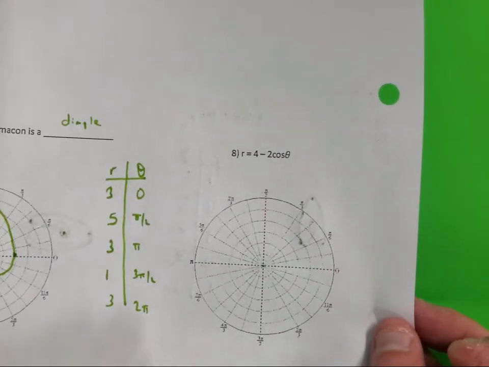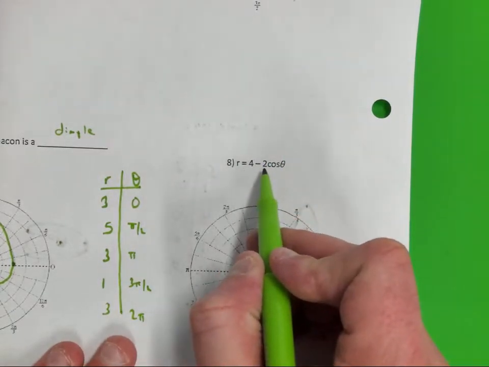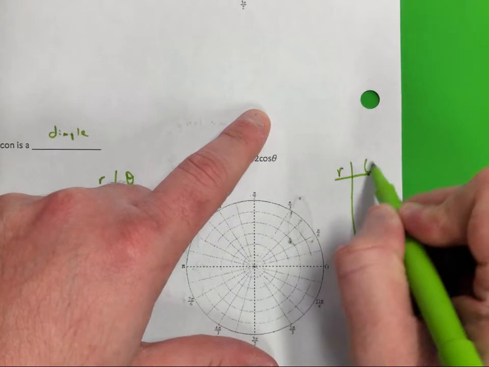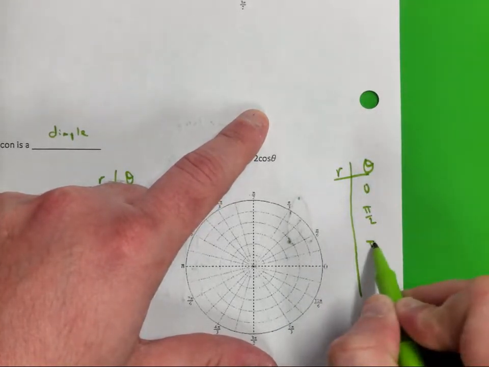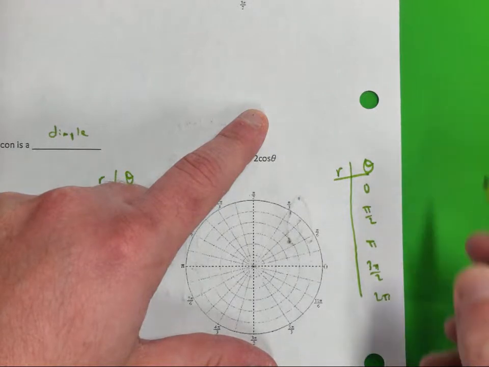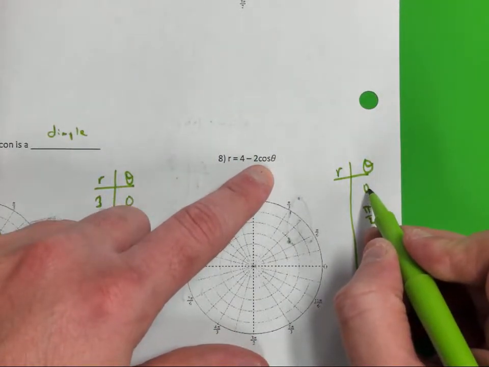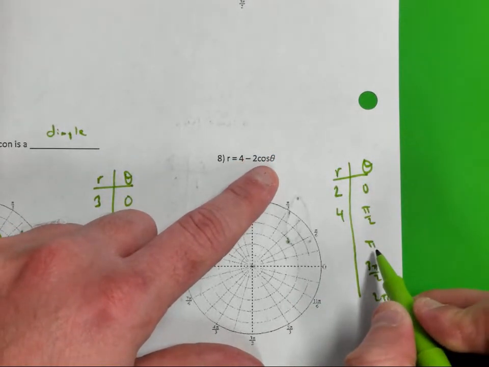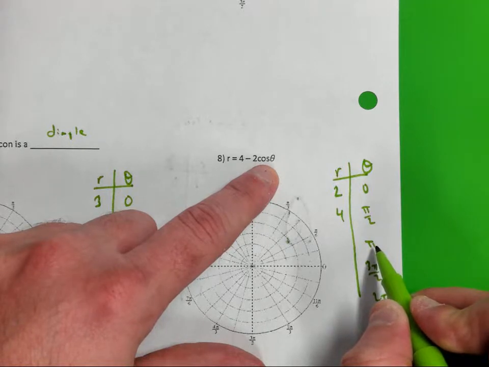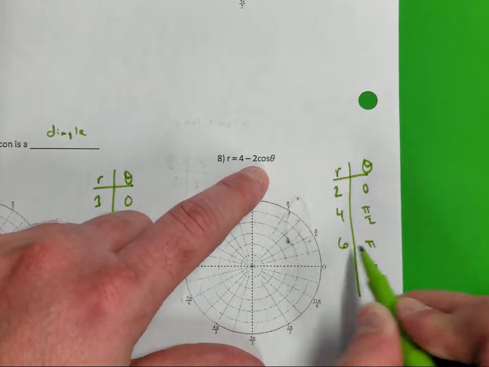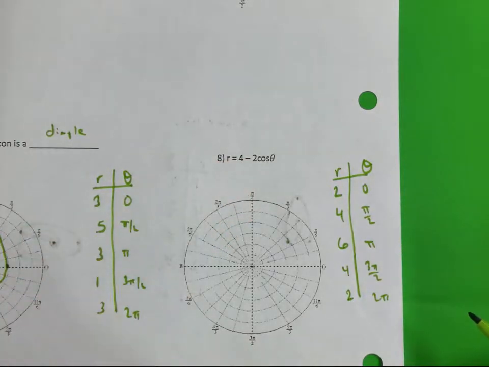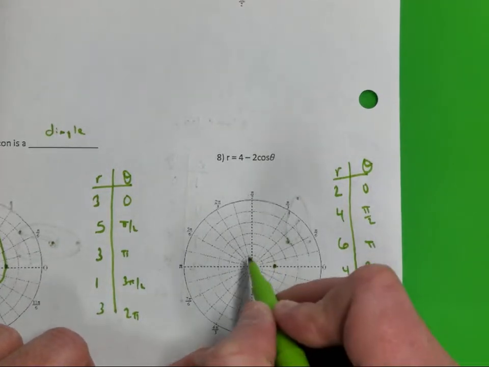Number 8. Okay, the absolute value of A is greater than B. So this is just a limaçon with a what? Dimple. Will it be at the pole? No. Last example. Cosine of 0 is 1. 4 minus 2 is 2. Cosine of pi over 2 is 0, so that gives me 4. Cosine of pi is negative 1. Negative 1 times negative 2 is positive 2. It gives me 6. That gives me 4. And I'm back at 2. So 0, 2.